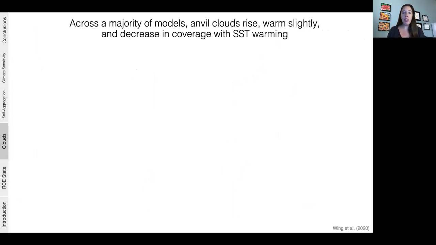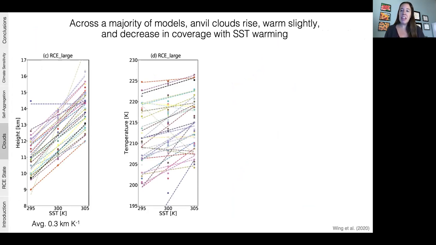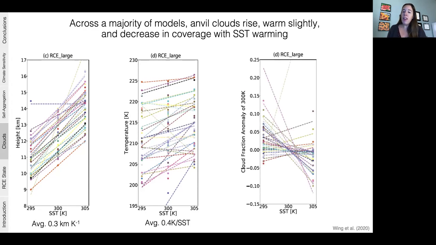And so across the majority of models, we find that our high clouds, our anvil clouds, rise in height at an average rate of about 0.3 kilometer per Kelvin. They warm slightly in accordance with the proportionally higher anvil temperature hypothesis, with an average increase of 0.4 Kelvin of the anvil temperature per degree of SST warming. And we find that in 70% of the models, we have a decrease in our anvil cloud fraction with warming, consistent with some previous literature, but this confirms that in more detail.